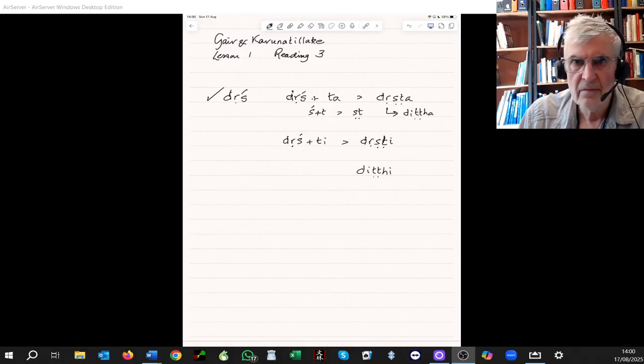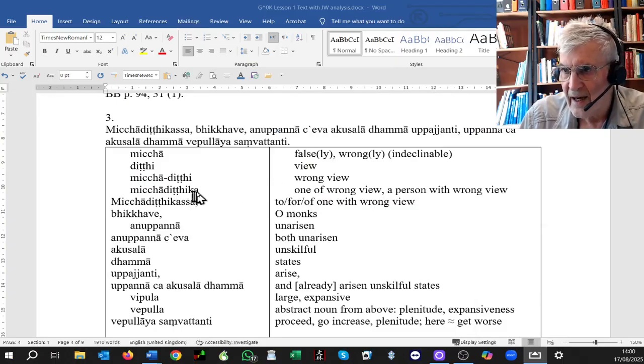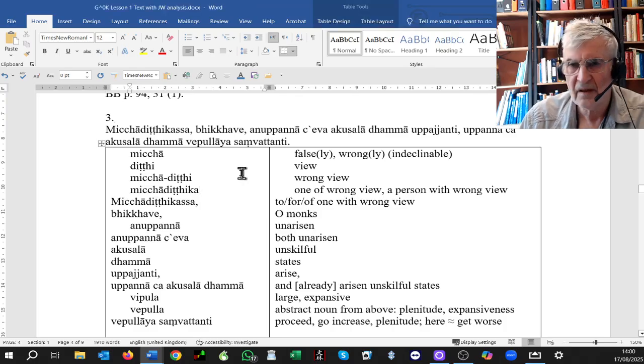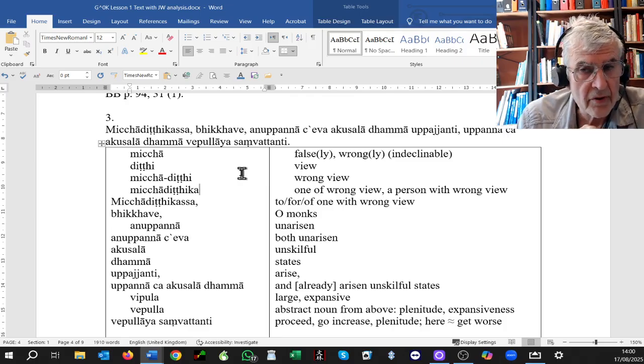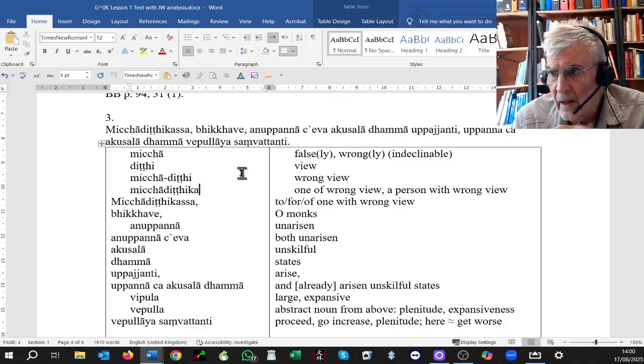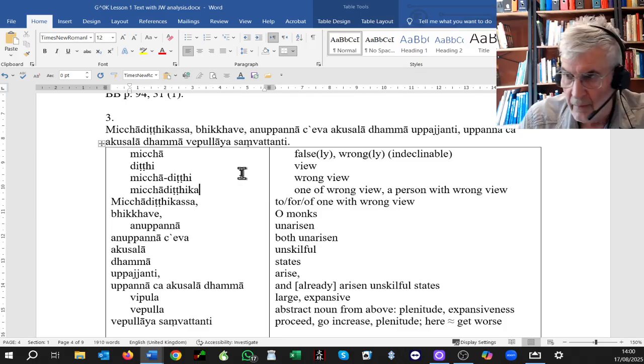Now, to make a word meaning a person having false view, one with a false view, we add the ka ending. The ka ending very often means somebody who does or has something. So micchādiṭṭhi, wrong view, micchādiṭṭhika, a person of wrong view, a person having false view. And here we've got it in the genitive or dative form, micchādiṭṭhikassa, meaning to or for, or of, one of wrong view. Bhikkhave, O monks.